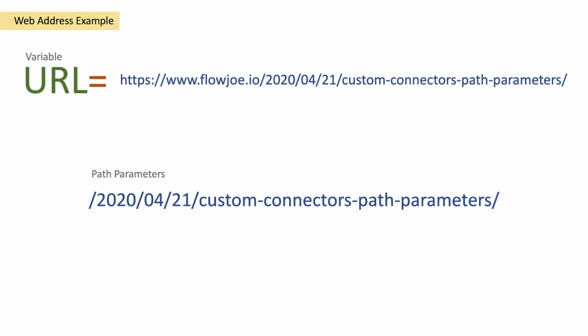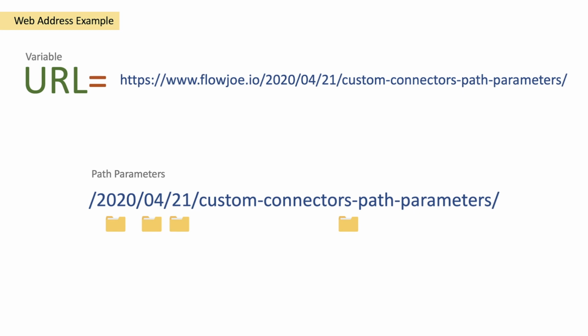So the easiest way to imagine this is, imagine you're opening a folder on your computer. You go into My Documents, then you open another folder such as 2020, then you open another folder which is 04, then another folder 21, and then another folder Custom Connectors Path Parameters. Each one of these is a path. It's effectively pointing you in a direction of a folder. And that's how you should think of path parameters.